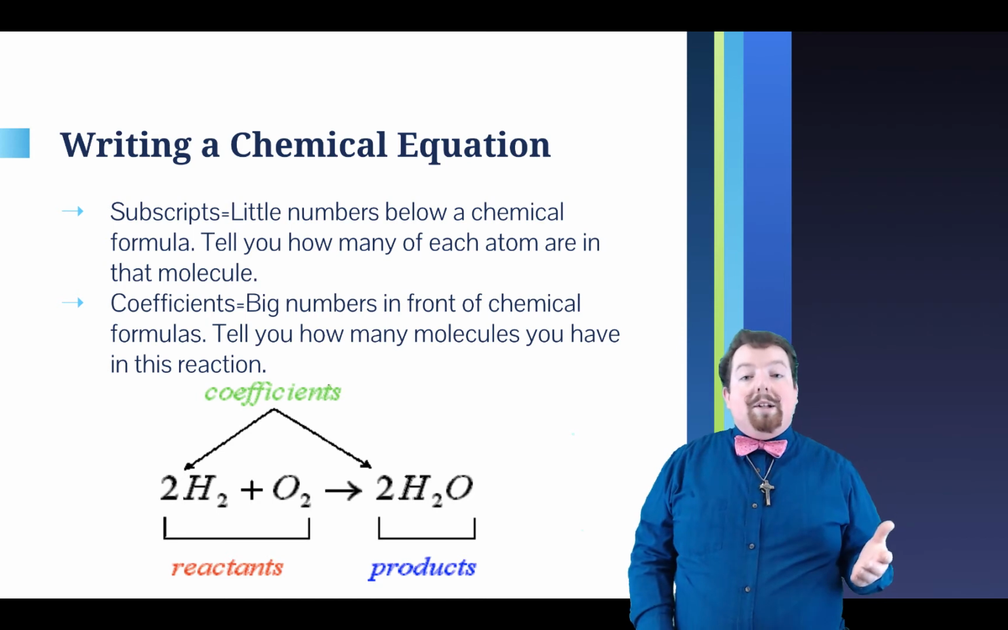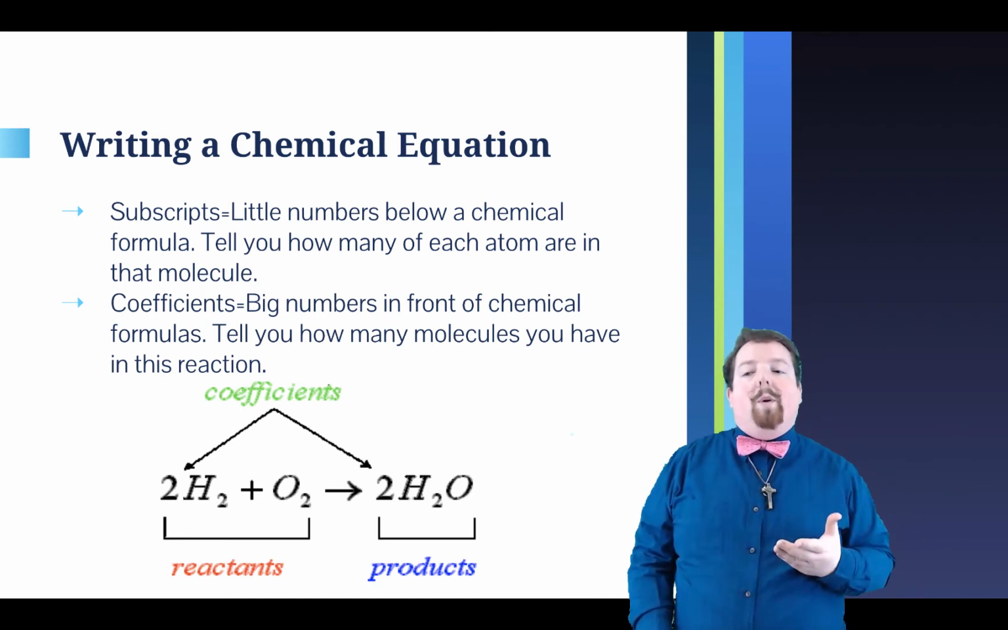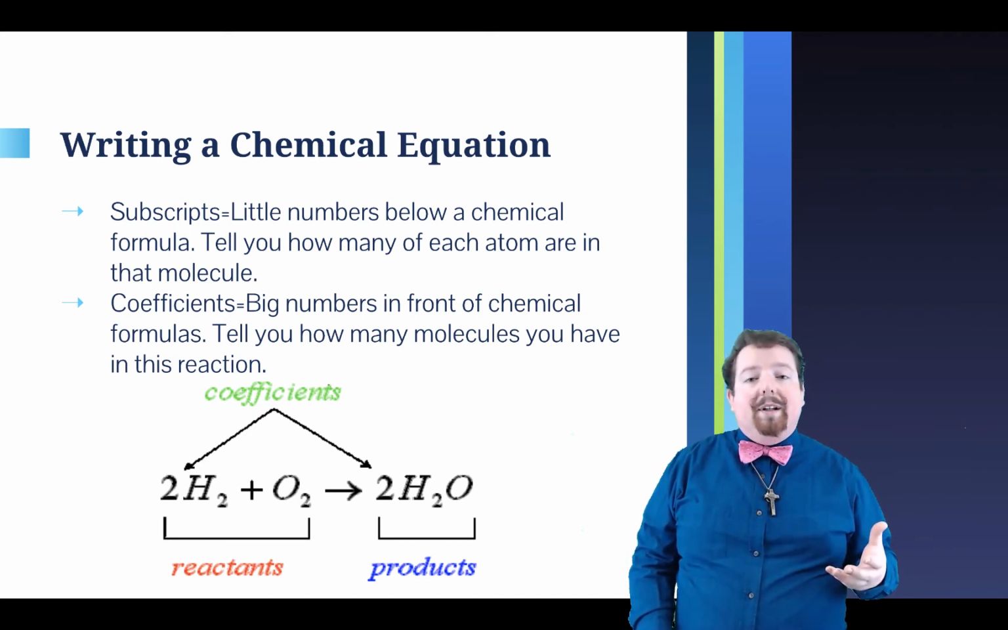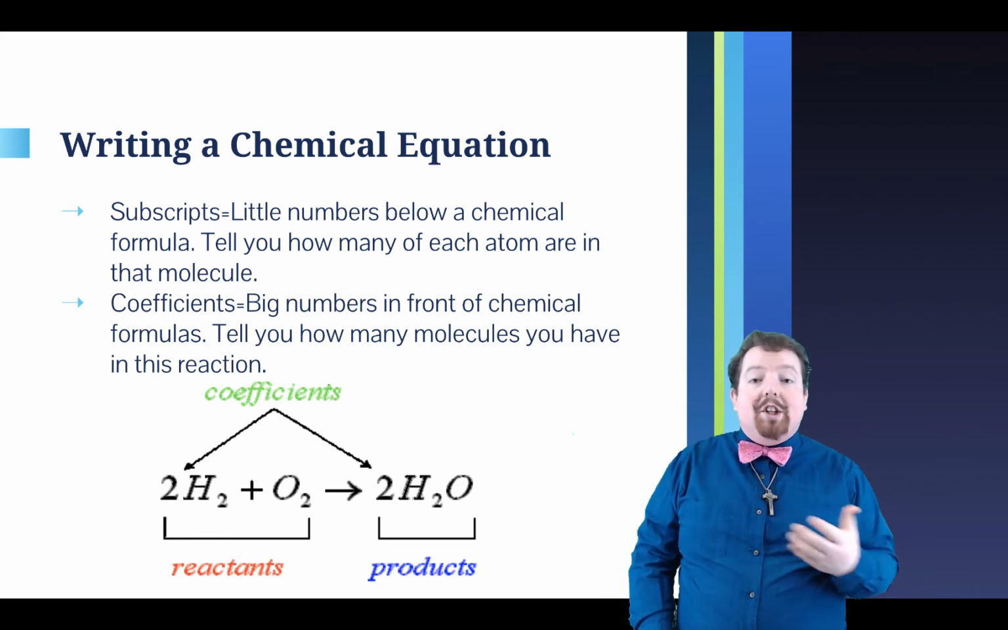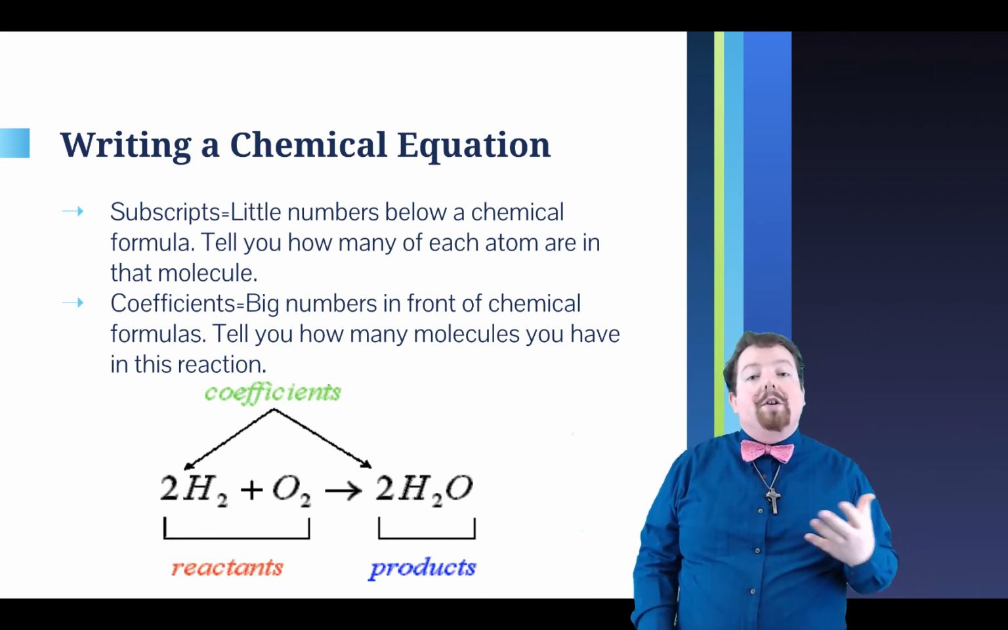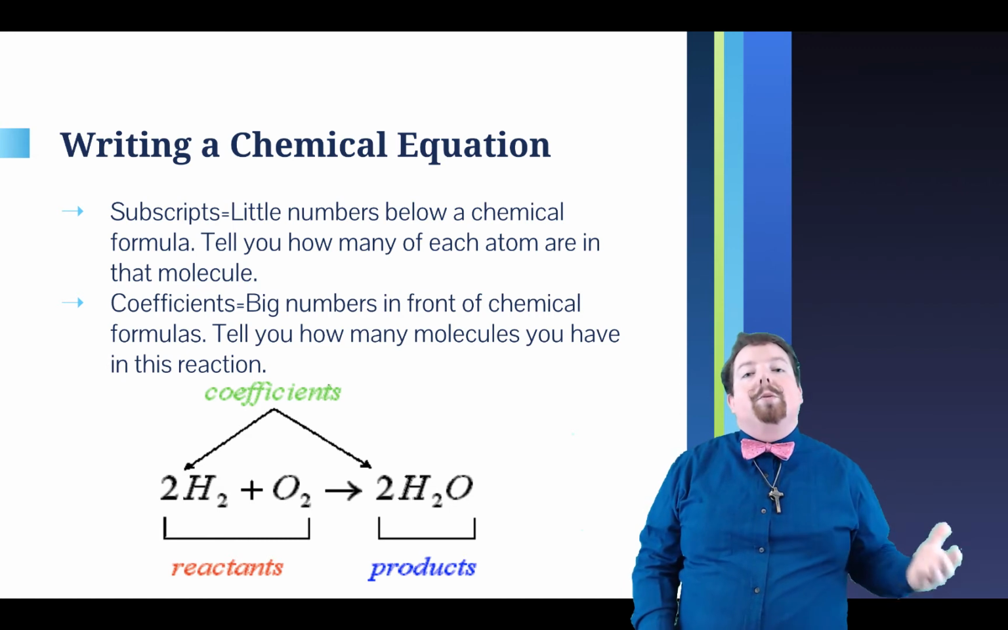atom. You also might notice that there's a really big number sometimes in front of a molecular formula, and that is what we call a coefficient. These tell us how many of those molecules we have. So if we see something that says 2H2O, that means there are 2 molecules of H2O.